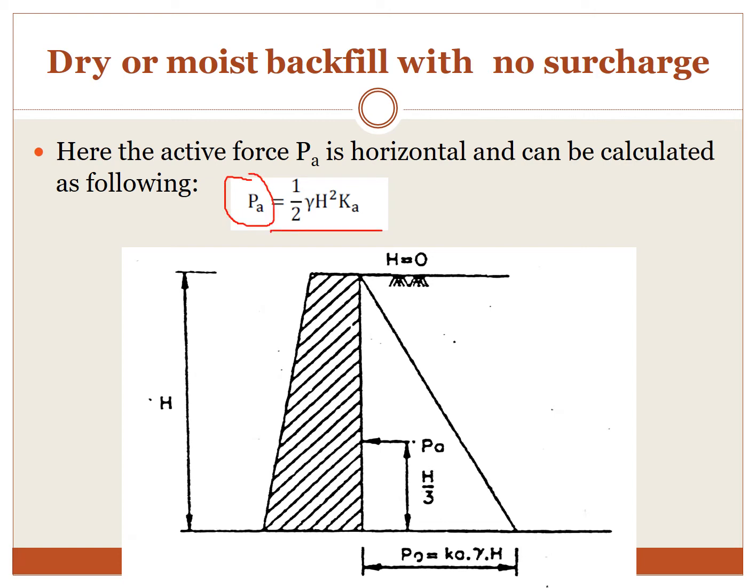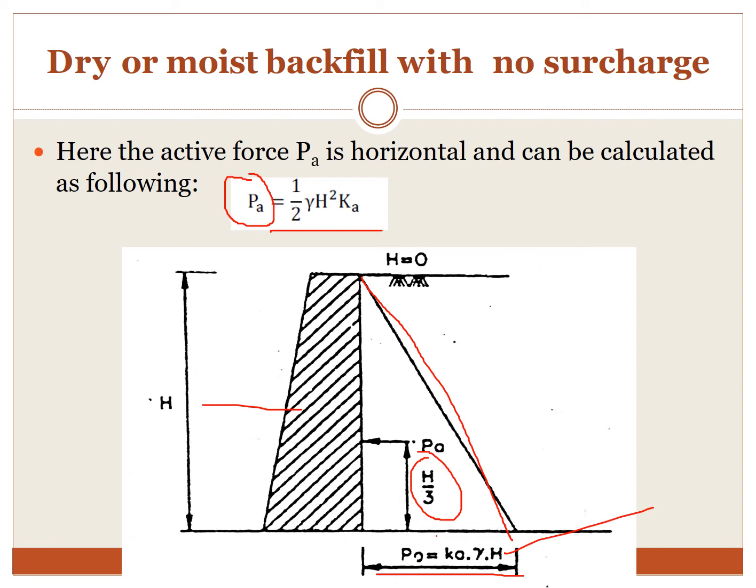So here the active force, which is Pa, is horizontal and can be calculated by this equation: 1/2 gamma h square K, where K is the active earth pressure and h is the height of the retaining wall. In this figure you can see h is the height and gamma is the unit weight of soil. This active force acts at 1/3 of the height, or h/3, of the retaining wall. If we draw the pressure diagram it should be like that, and the distance is determined by this equation, Ka gamma h.